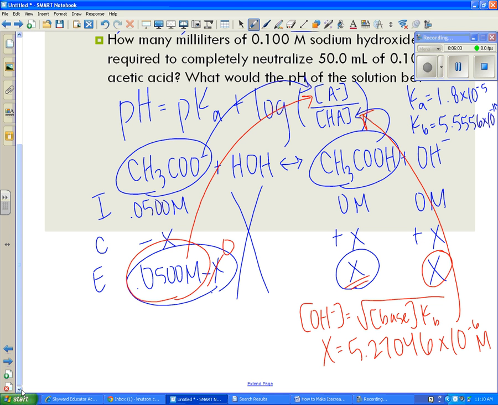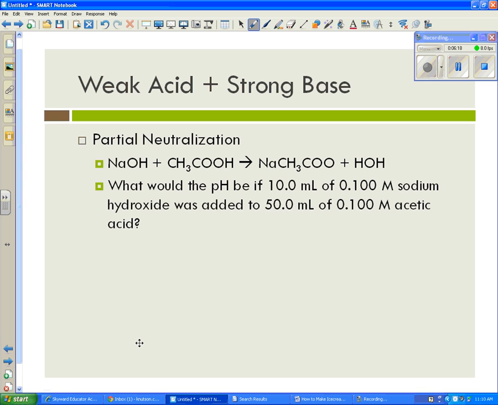Hopefully that helps some of you clarify where those numbers came from and how you use this equation to solve. Questions? Okay. A few more problems that we're going to look at today, and then you guys are going to get some work time at the end of the hour.